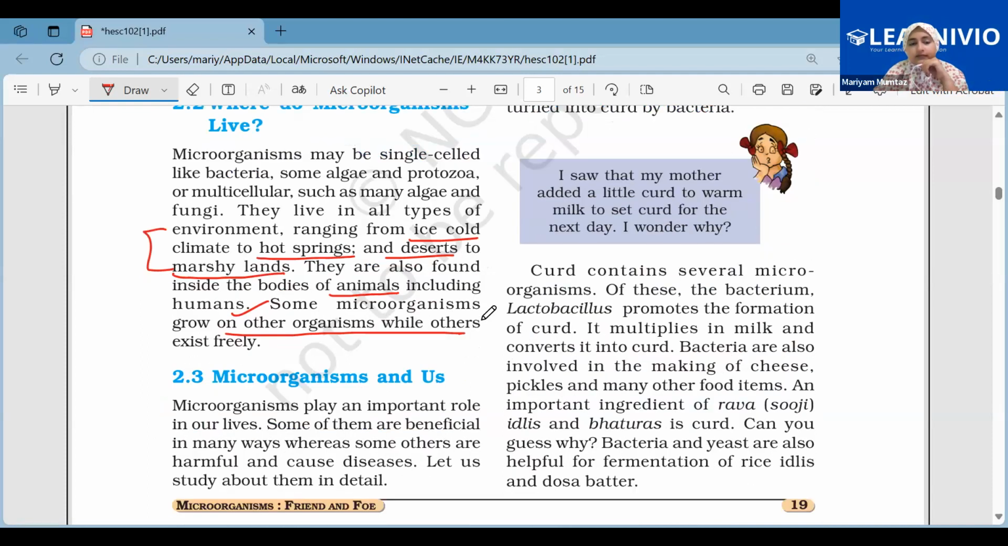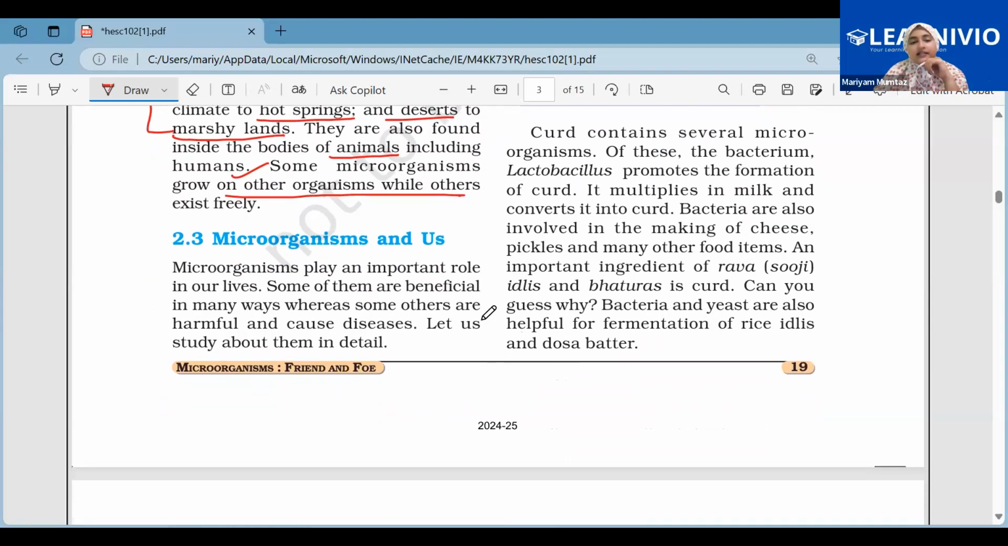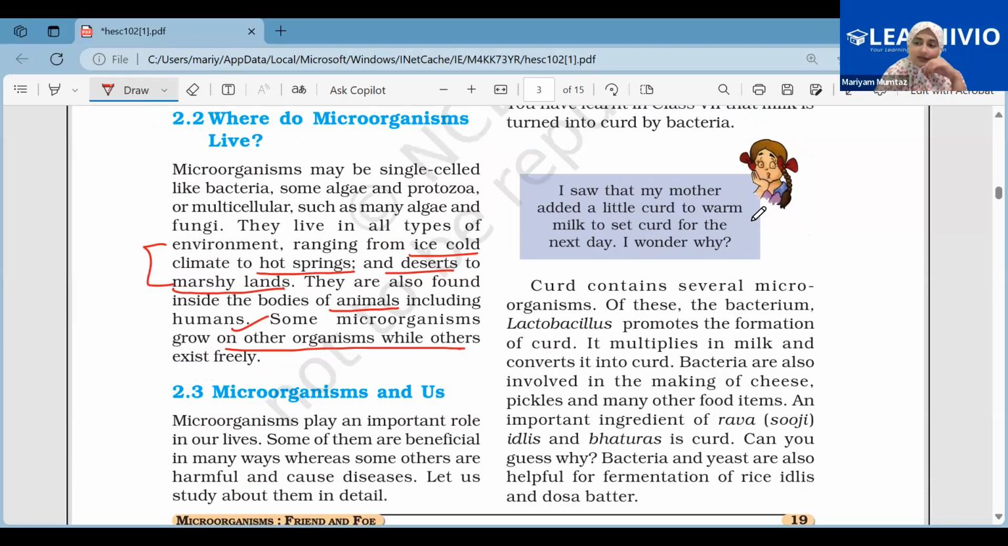Yes, ma'am. Now, microorganisms in our lives. Microorganisms play an important role in our life. Some of them are beneficial, and we know that most of the microorganisms cause many diseases. Can you name some diseases caused by microorganisms other than the ones we have discussed?